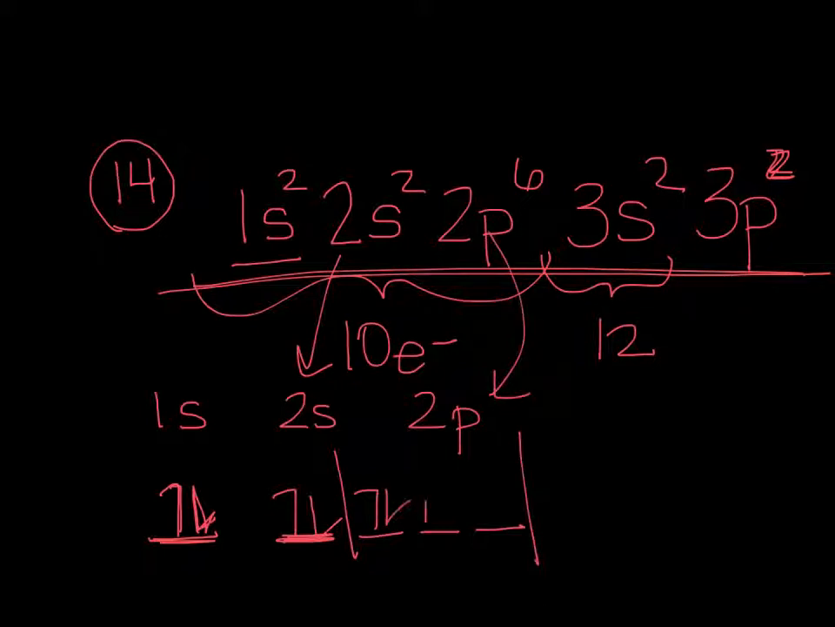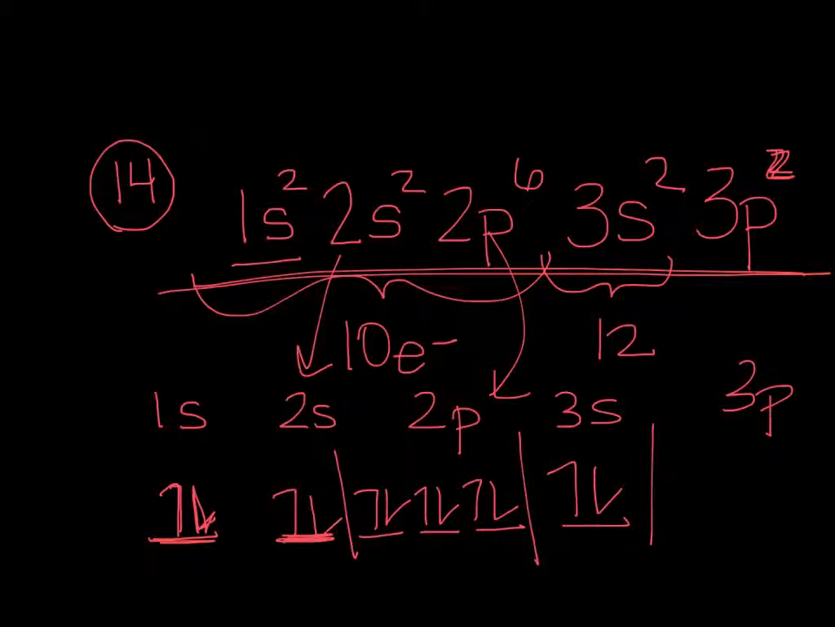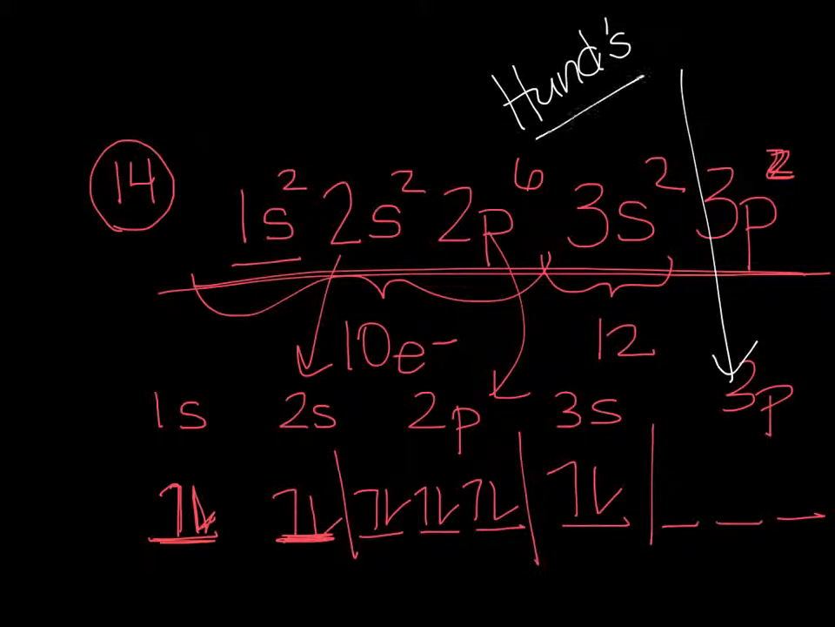So 1, 2, 3, 4, 5, 6. 3s was next. It has 2 electrons. And finally, 3p. And when you draw 3p, it's really important we follow one last rule. This is called Hund's rule. Hund's rule says, basically, that electrons don't want to be next to each other.